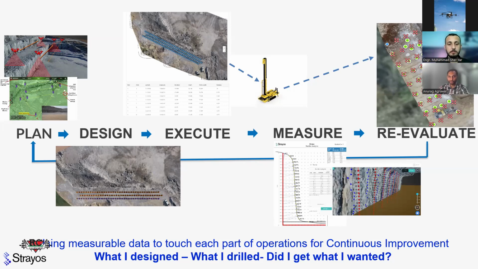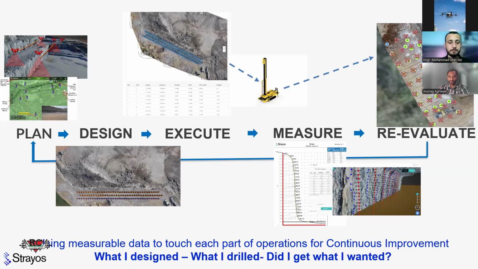And after post drilling, again, you can do the analysis through the AI to do the QA/QC of your drill hole locations, or to identify how much deviation has happened in your drill hole locations. So this is the execution part.